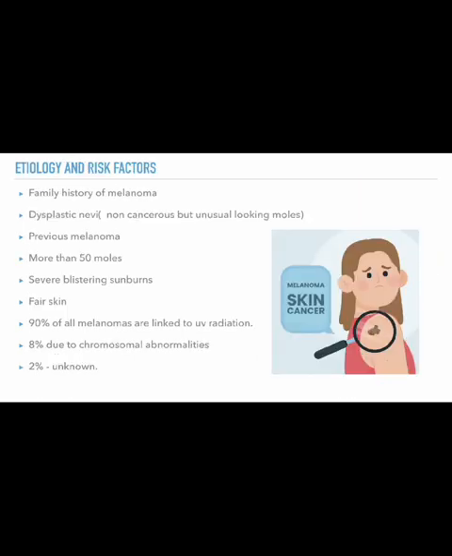So, what are the etiology and the risk factors? It may be due to a family history of melanoma, any previous melanoma, having more than 50 moles on our body, and severe blistering sunburns, and it mostly occurs in fair-skinned people. 90% of all melanomas are linked to UV radiation, 8% are due to chromosomal abnormalities, and 2% is unknown.